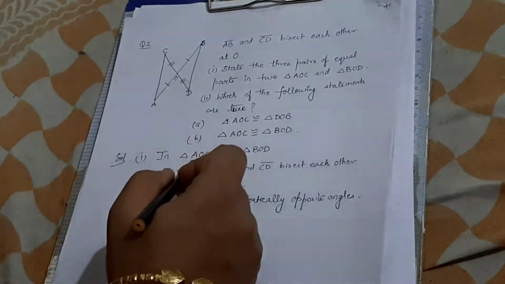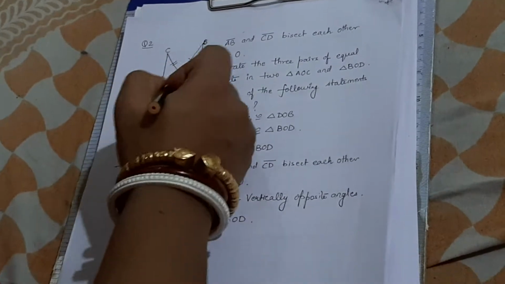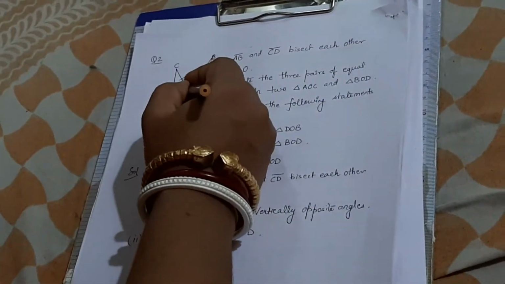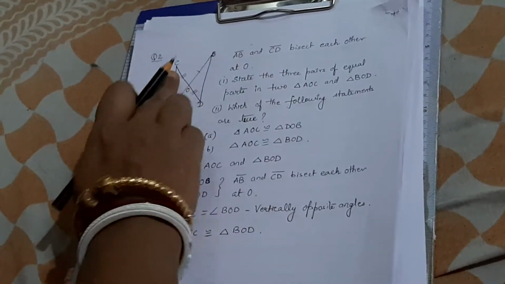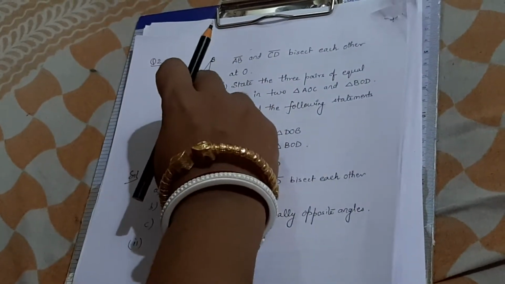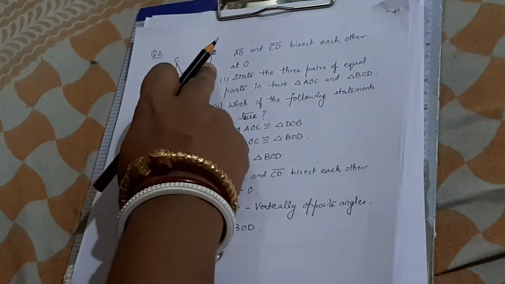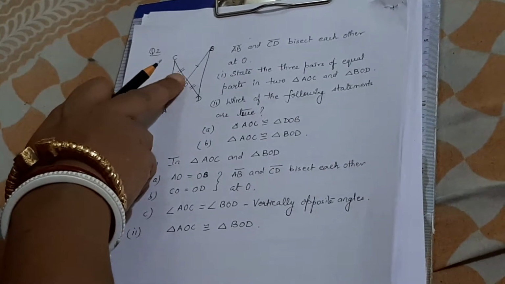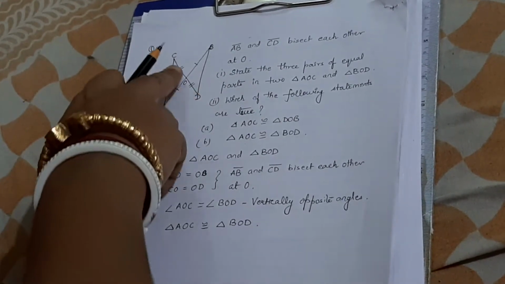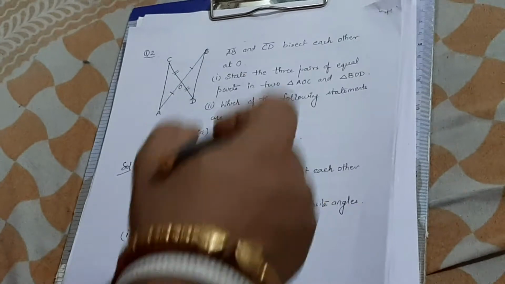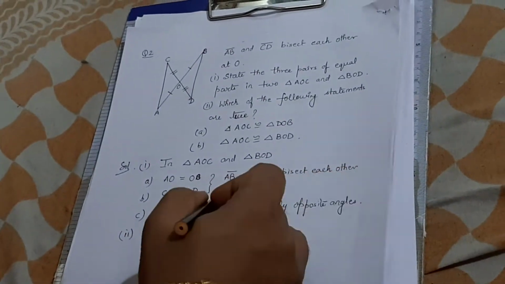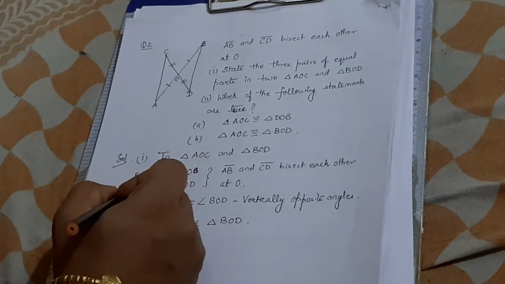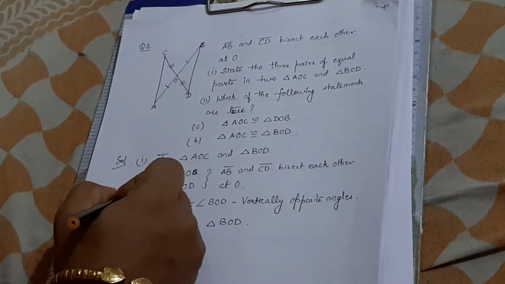Now we find in triangle AOC and triangle BOD, first, AO is equal to BO. AO is a part of this triangle and BO is a part of this triangle. Clear? And we find that CO is equal to OD. And what is the reason? The reason is AB and CD bisect each other at O. ठीक है? So I got S. I got another S.